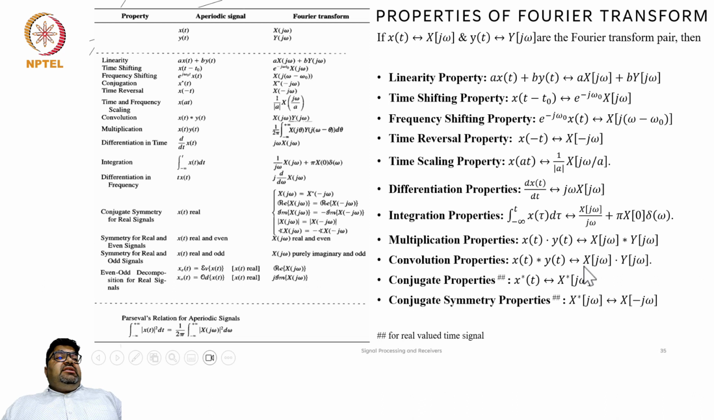Few properties of the Fourier transform. Linearity property: a x(t) plus b y(t) is equal to a times the Fourier transform of x plus b times the Fourier transform of y. Time shift property, we have already seen in the Fourier series. The same goes here: x(t minus t0) is just a phase multiplied by the Fourier transform of x(t). Similarly, there is a frequency shift property, exactly similar. Time reversal property, time scaling property, differentiation, integration properties, multiplication, convolution, conjugate, and conjugate symmetry properties are all tabulated over here.